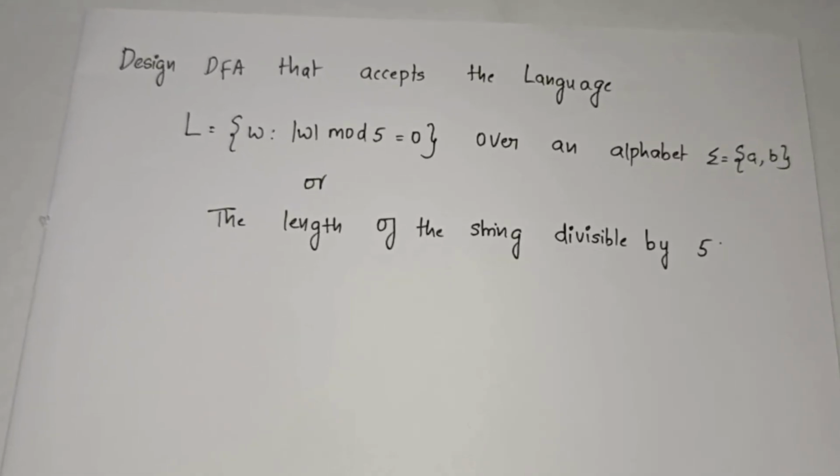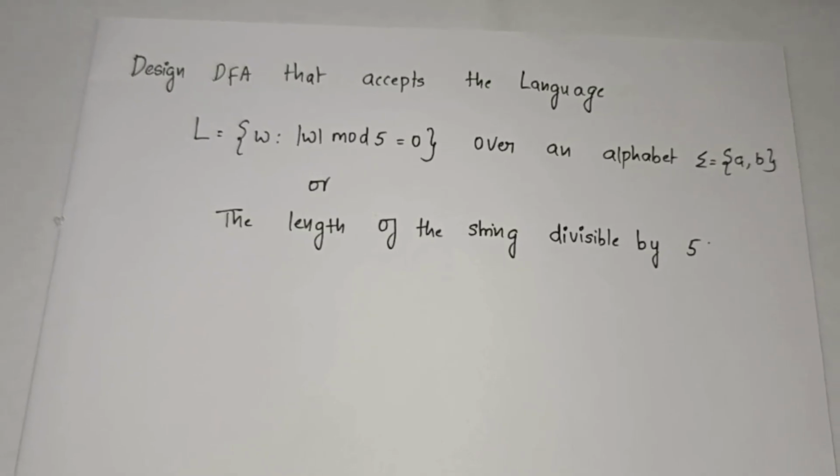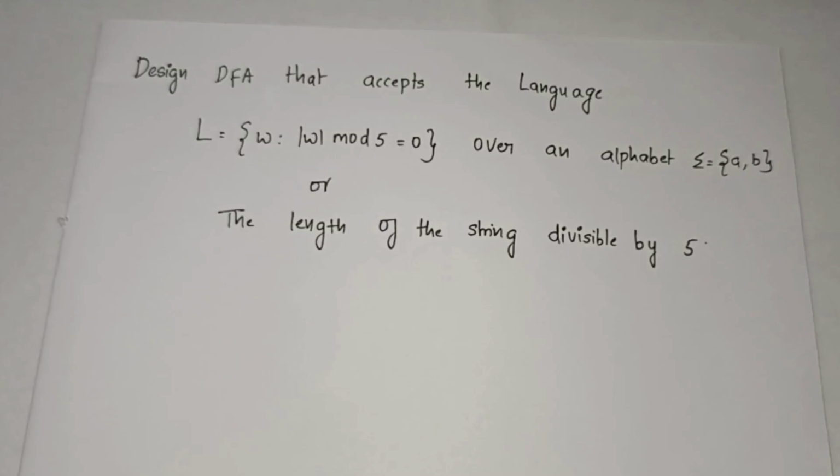Hello everyone. Today we are going to discuss the next problem on designing a DFA that accepts the language which are multiples of 5. In the previous video we discussed designing a DFA for a language which is multiples of 3. This problem is the same as the previous one, but the difference is that here we are checking the length of the string, which should be divisible by 5 or a multiple of 5.